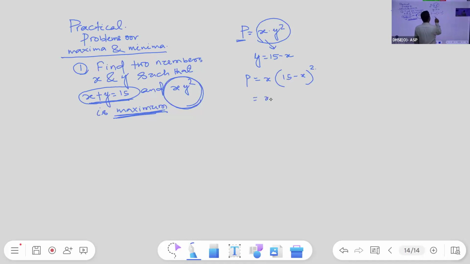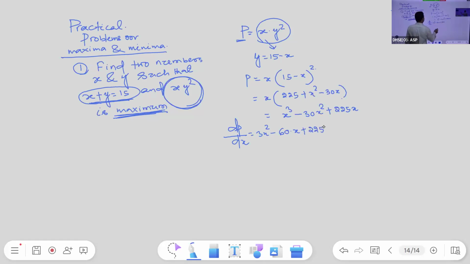So this is equal to x into 225 plus x square minus 30x, which is x cube minus 30x square plus 225x. For extremum, dp upon dx will be 0. So dp upon dx equals 3x square minus 60x plus 225, and dp upon dx is equal to 0.